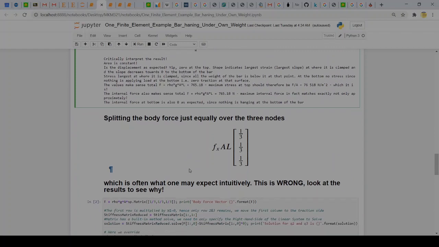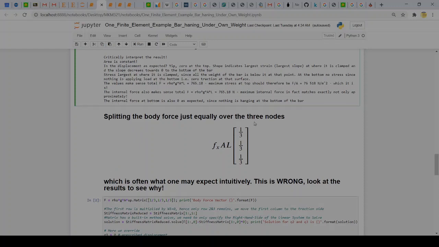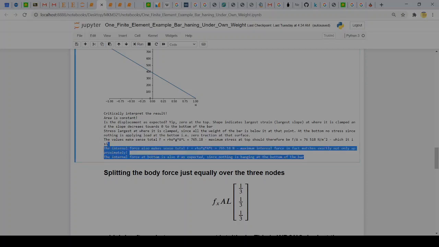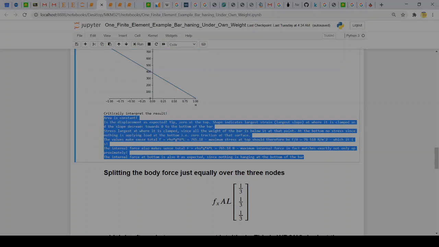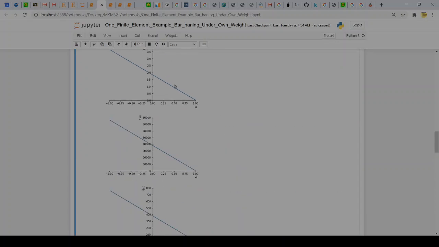Okay, the next thing I want to talk about is splitting the body force equally over 3 nodes. I just want to show you what happens here. Maybe before I do that, these things you can compute yourself, so read carefully through here. I'm not going to go into detail and read it for you, but this is part of the critical interpretation of the results, so that we make sure we understand that the solution is what we expected.